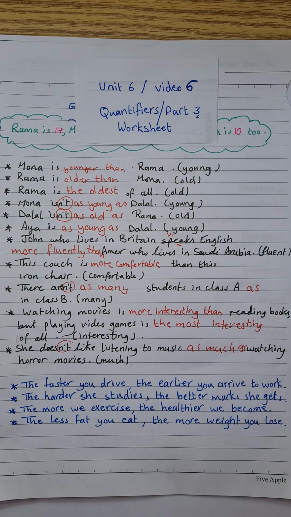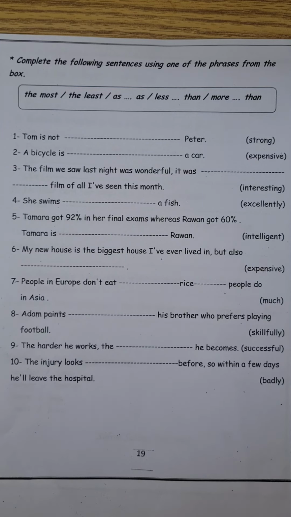Now let's move to page 19 in the worksheet. They say here, complete the following sentences using one of the phrases from the box. We have here the most, the least, as, less than, and more than. Tom is not Peter. Since we have here negative, احنا قلنا دائما لما نشوف كلمة is not أو does not أو don't, when we have negative we directly use as. Okay, so is not as, we have here strong as Peter. So Tom is not as strong as Peter.